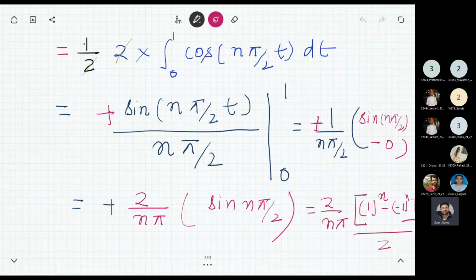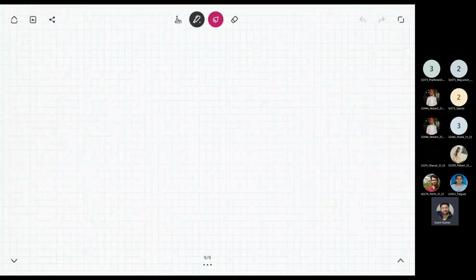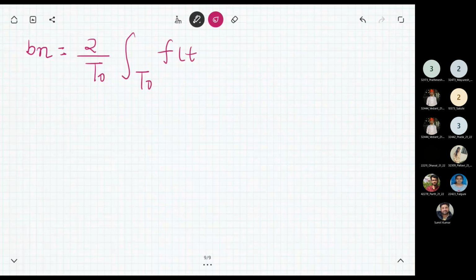So let me take the next value. Let me do the next one now. What is our next? Bn, right? And what is Bn? This is 2 by T naught, integration over a period of T naught, f(t) sin n omega naught t dt.